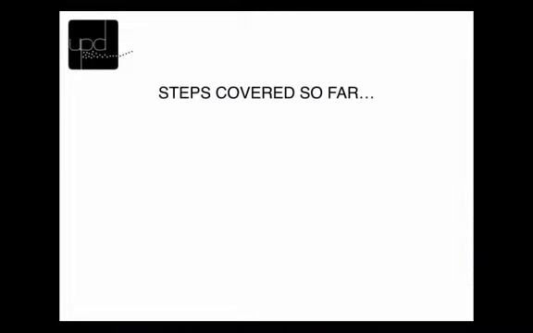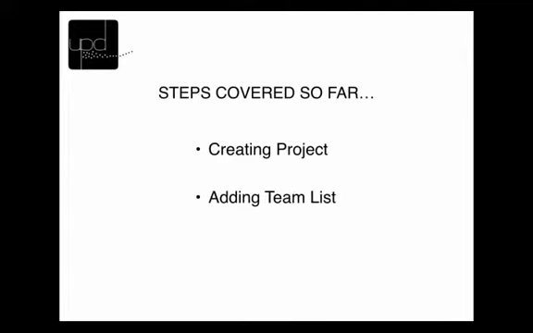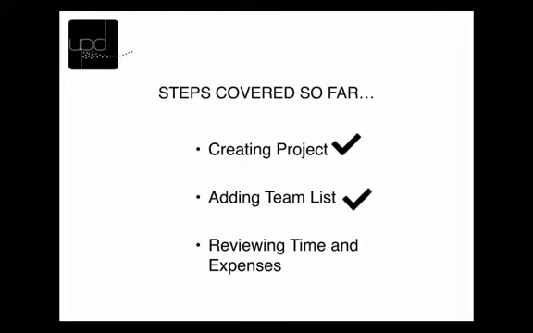Steps covered so far: creating a project/engagement in BigTime, adding a team list, and third, reviewing time and expenses. Creating a project/engagement in BigTime. Did we do it? Yes, we did. Adding a team list in BigTime. Did we do it? We're almost there. Just hold on, we're coming home.